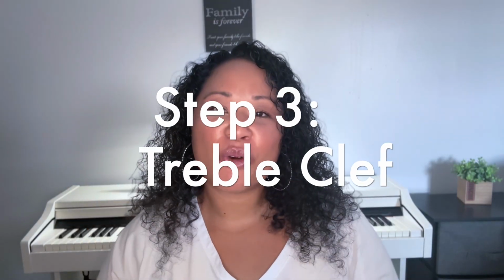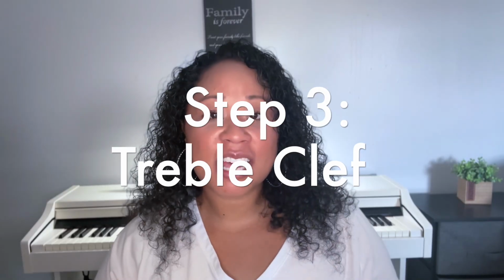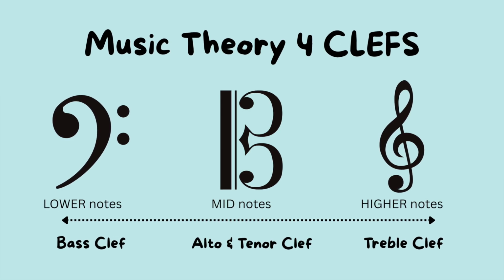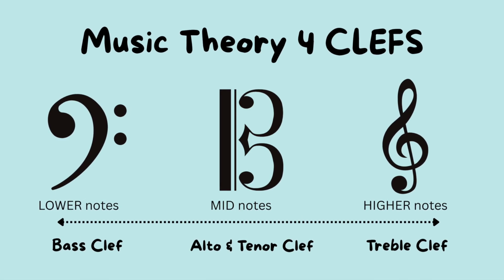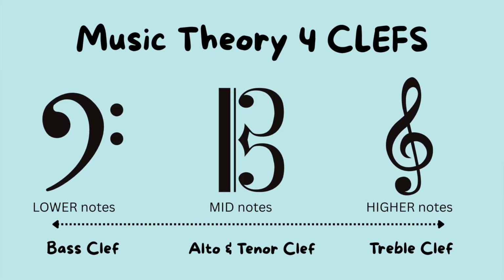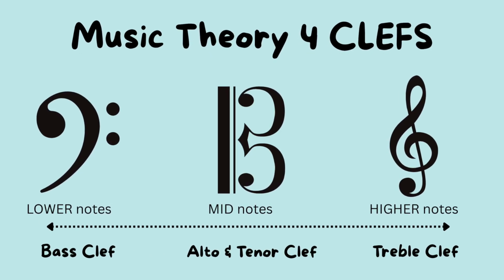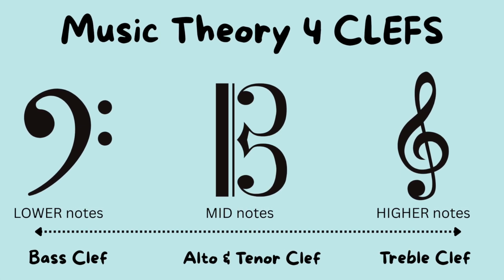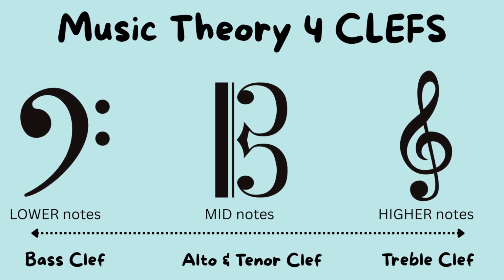Did you know that there are 4 main clefs in music? Each clef shows a specific note letter that will fall on the clef. So there's going to be a bass clef for lower notes, which is going to be used for your left hand. The alto and tenor clefs are 2 separate clefs, but they're for mid-range instruments. And then you have your treble clef for higher notes or for your right hand.